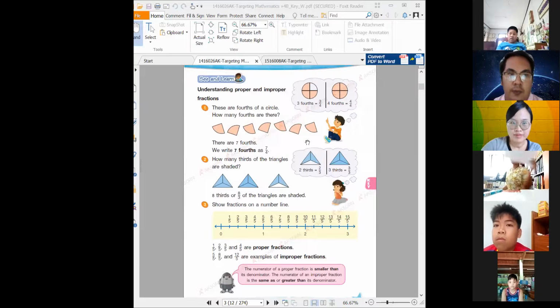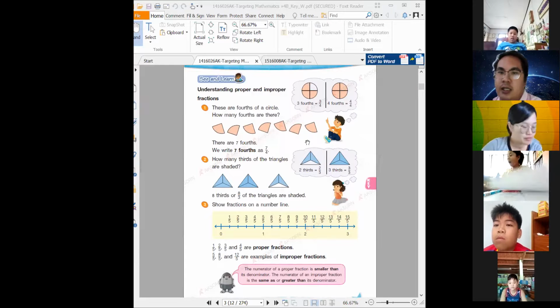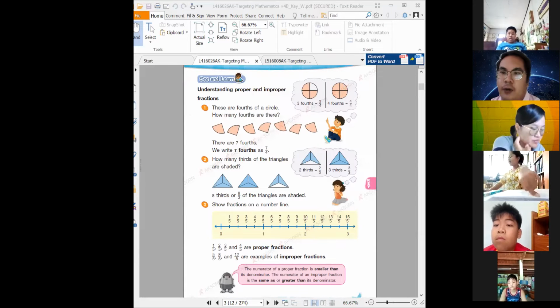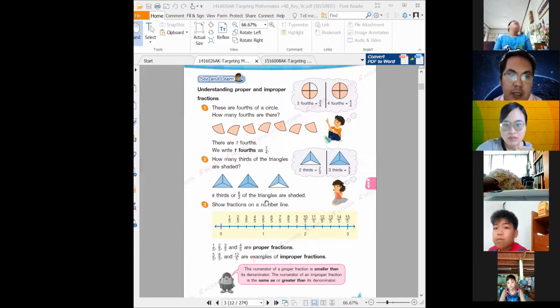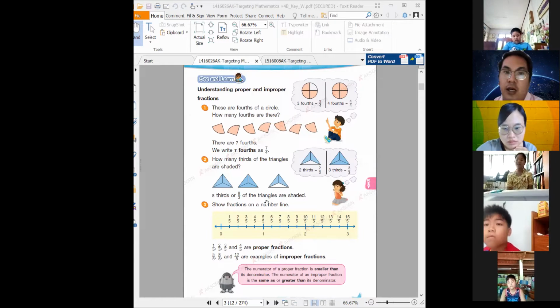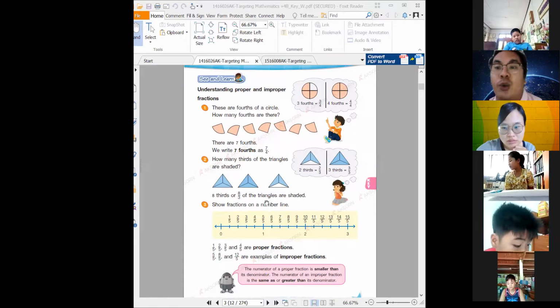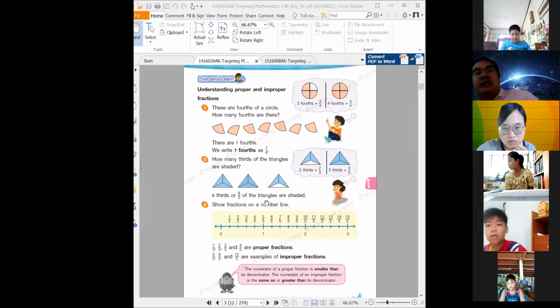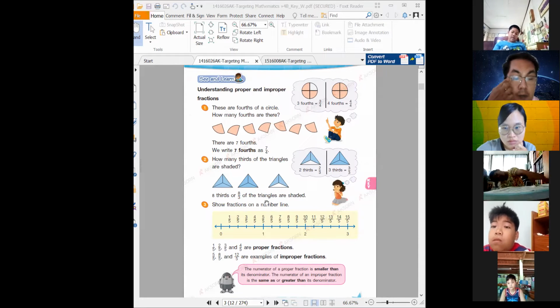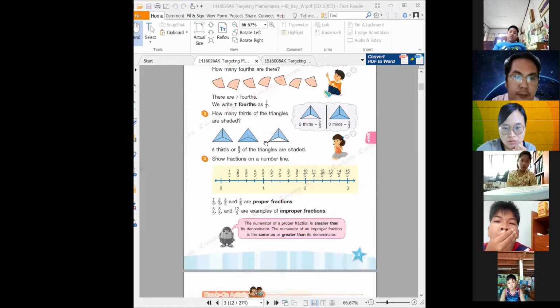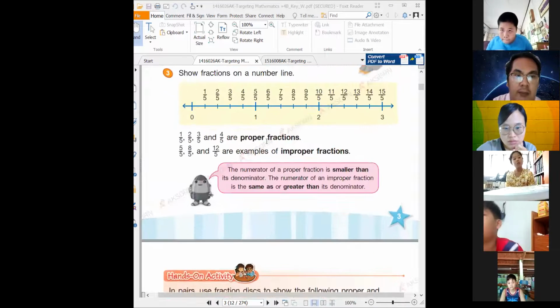Okay, so in understanding improper fractions and proper fractions, improper fractions are fractions that are bigger than or the same as one whole, or having two or more whole numbers. That is the improper fraction. Look at the number line.